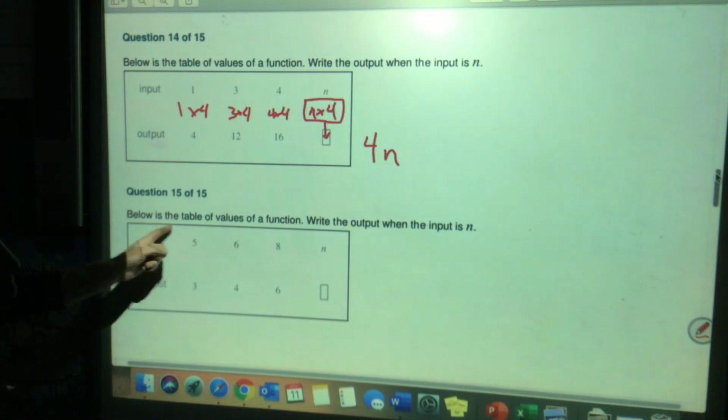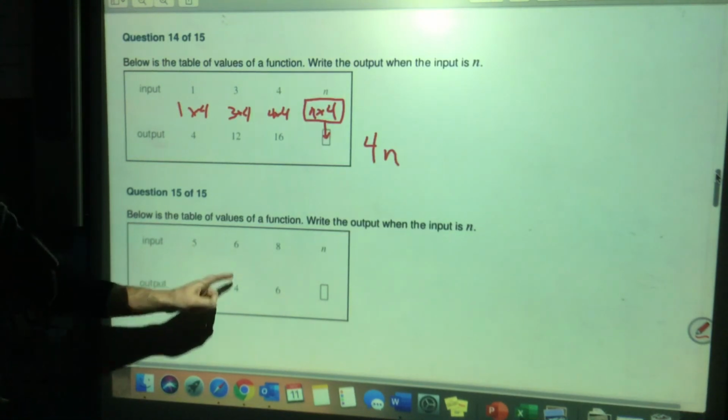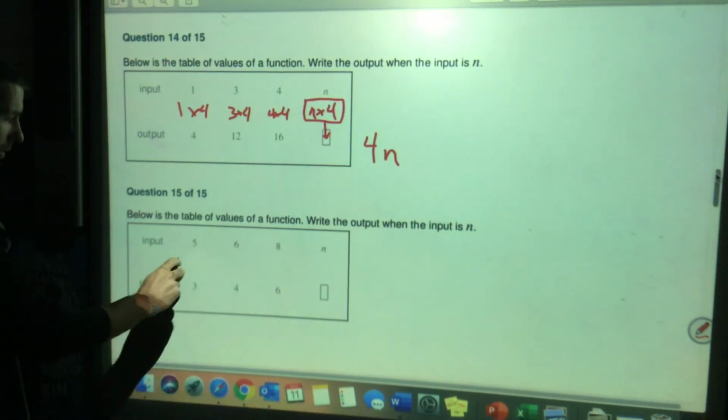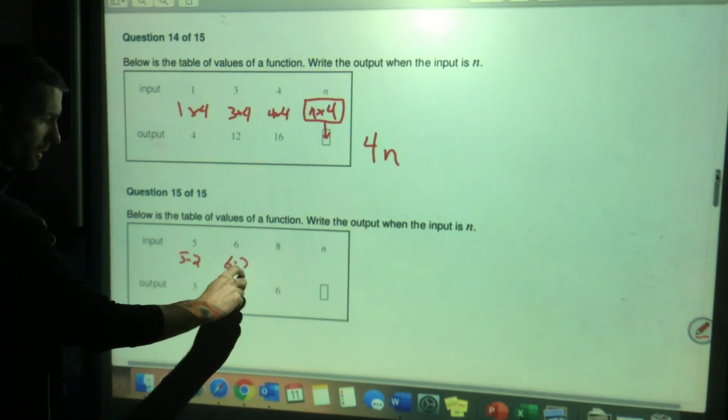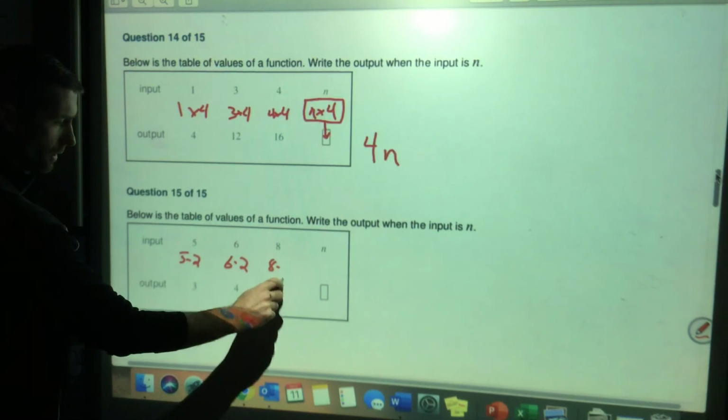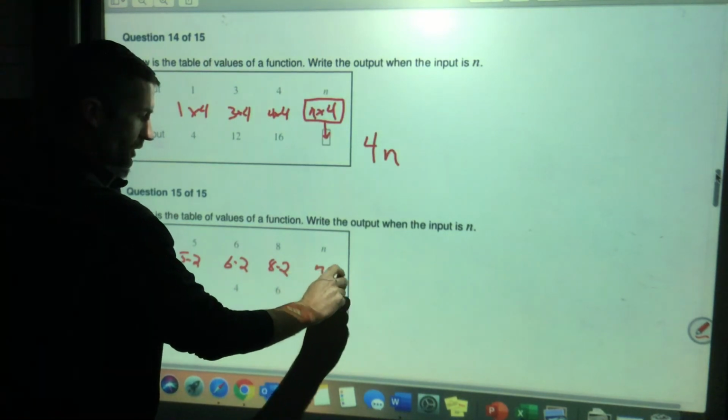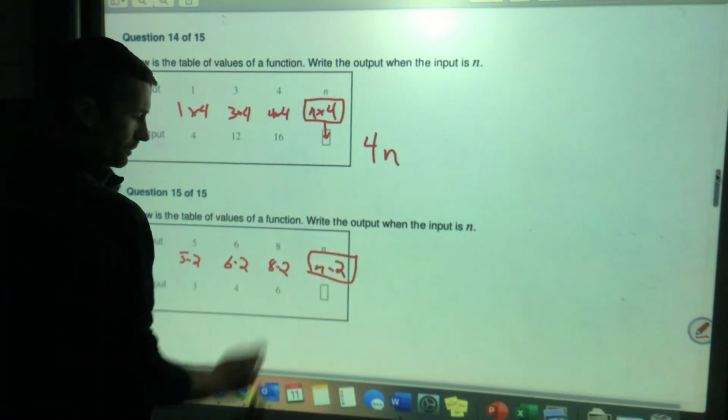Here's our table. 5 to 3, 6 to 4, 8 to 6. So what I'm doing is putting in 5 and subtracting 2, putting in 6, subtracting 2, putting in 8, subtracting 2, so putting in n, subtracting 2. That's my answer, n minus 2.